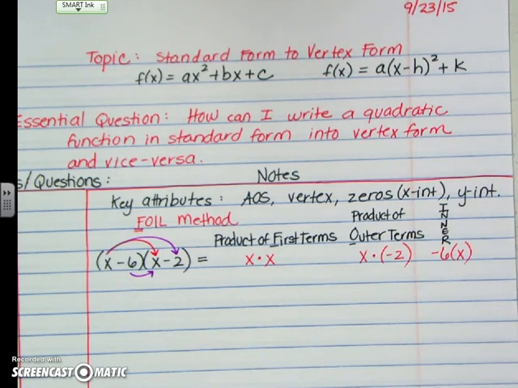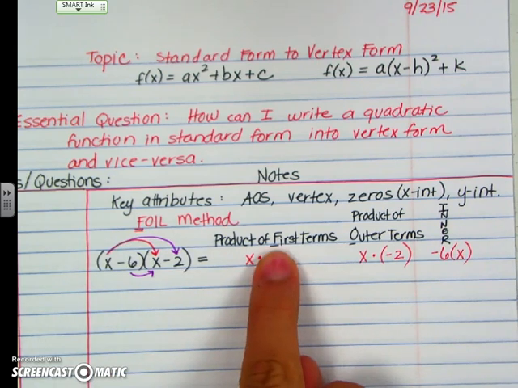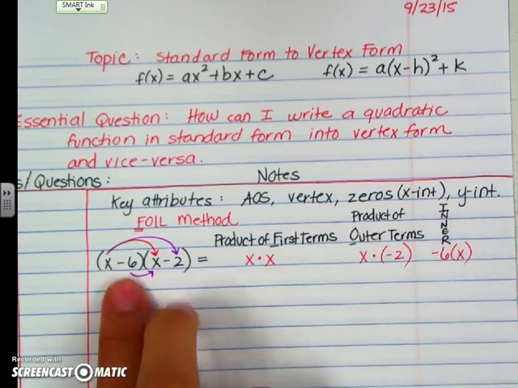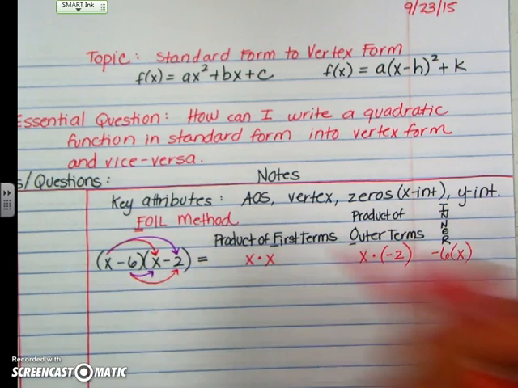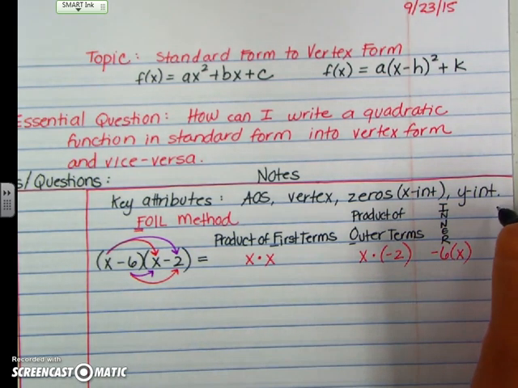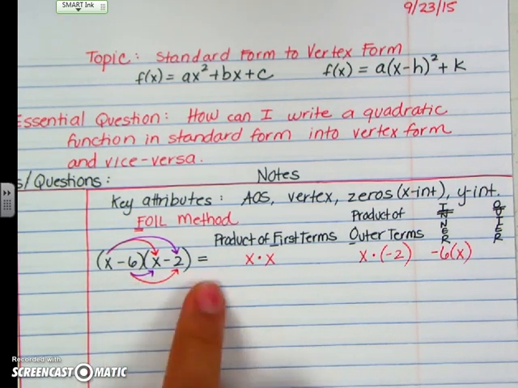And then at the very end, the last letter of the FOIL method: we have our first terms, our outer terms, our inner terms, and now at the very end the last terms. So you're going to multiply the last terms in your binomial together. In this case, they're -6 and -2. So the last terms are -6 times -2.